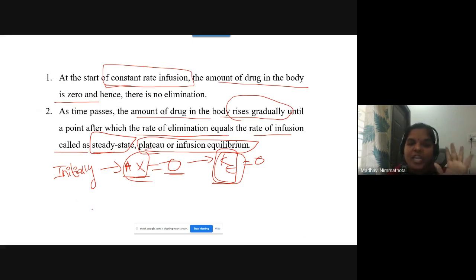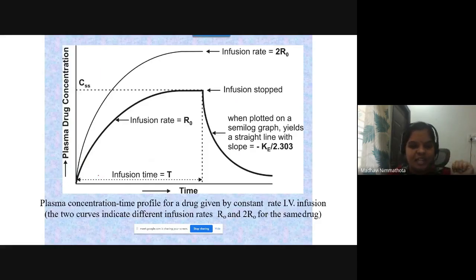Initially there is no amount of the drug available in our body, that is 0, so there is no elimination also. As time passes, gradually the amount of drug will be increased. Up to which point is it going to increase? To the point at which the elimination is in equilibrium with the infusion rate, that is called steady state infusion. See in this graph, it is clearly explaining where the equilibrium is attained.